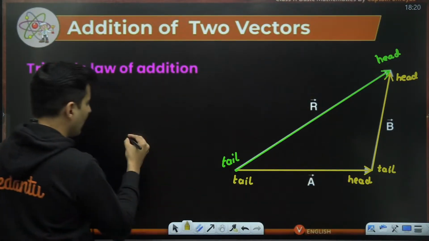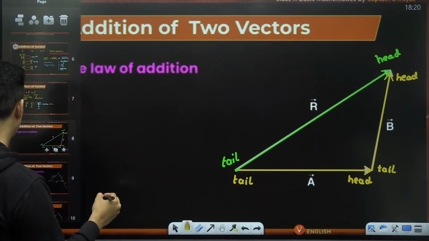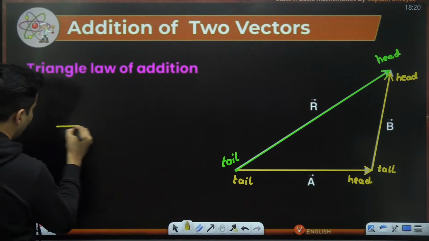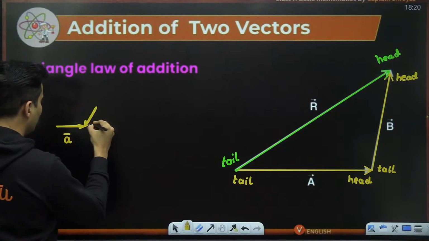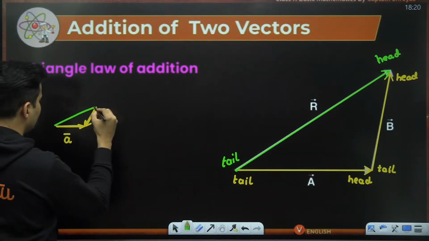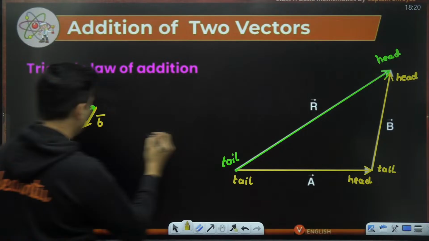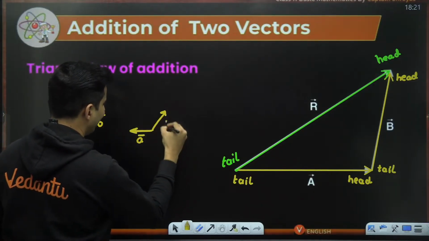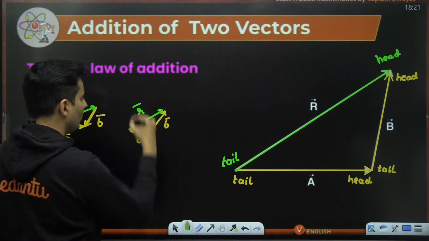Please do not add by triangle methods like this, which are the incorrect ways of adding via the triangle method. Like for example, this one. If I put vector A over here and then I put vector B over here, this is definitely not correct. And then I say, okay, this is my resultant vector. Wrong. This is wrong. Or even for that matter, if I say this is my vector A and this is my vector B and then this is my resultant, this is also wrong.